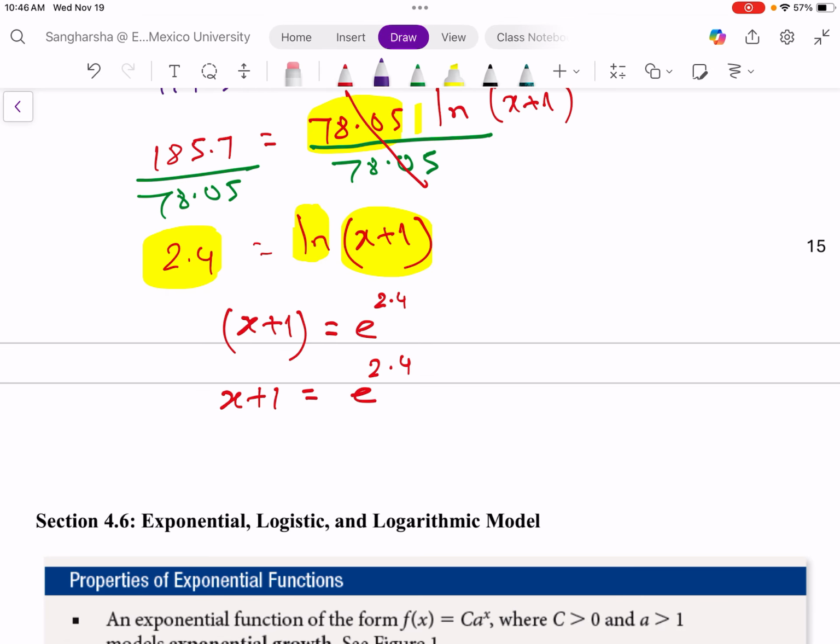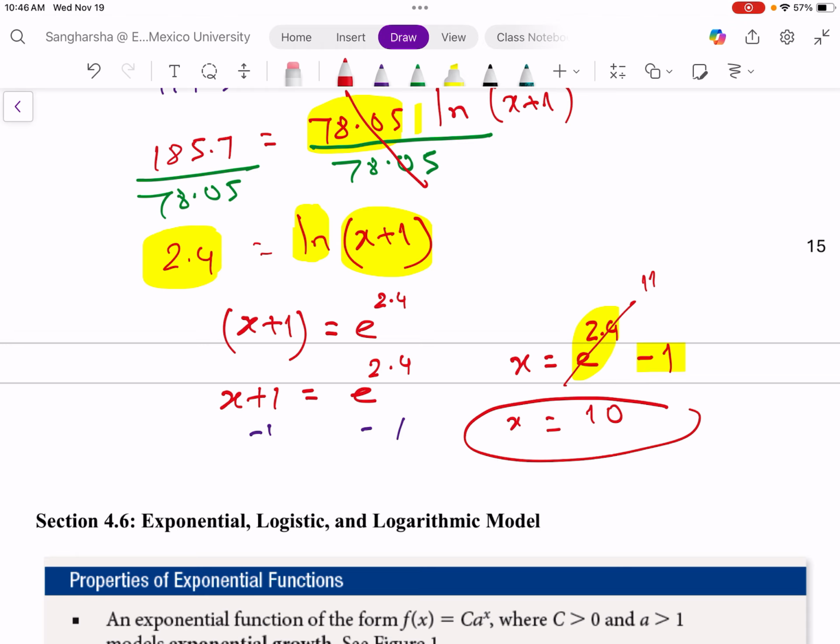Now let's subtract 1 on both sides. So we know our x is e to the power 2.4 minus 1. Now can you help me here? Can you find e to the power 2.4 and subtract 1? You get exactly 10. So e to the power of 2.4 is approximately 11. So this is almost 11 minus 1, which is 10. So our x is 10. So after 10 weeks of opening, the movie's revenue is $300 million.